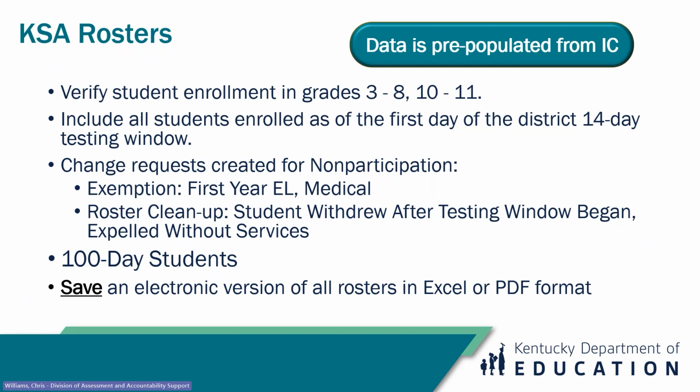And not only that, but also when you're looking at your KSA rosters, look at your 100-day students. Even though we pre-populate that for you, you still want to make sure that you are looking over that information. And with all of this information, any changes that you make to either the non-participation or the 100-day students, always make sure to save an electronic version of all rosters in Excel or PDF format, because that's going to be important for data review in the fall. And we'll talk some more about that as we go.